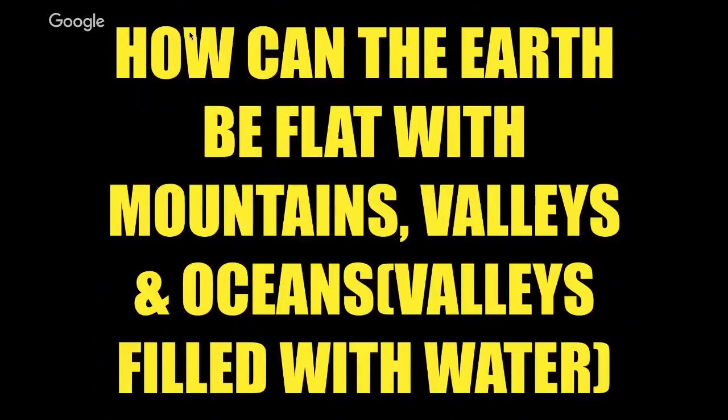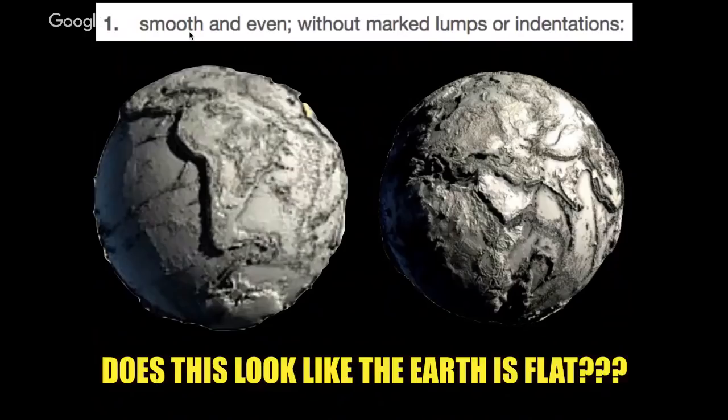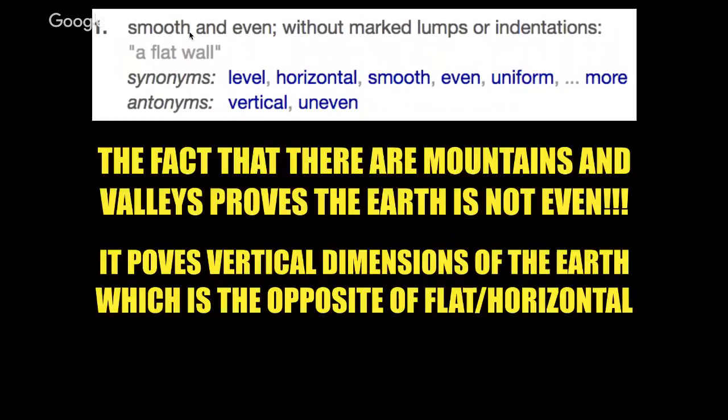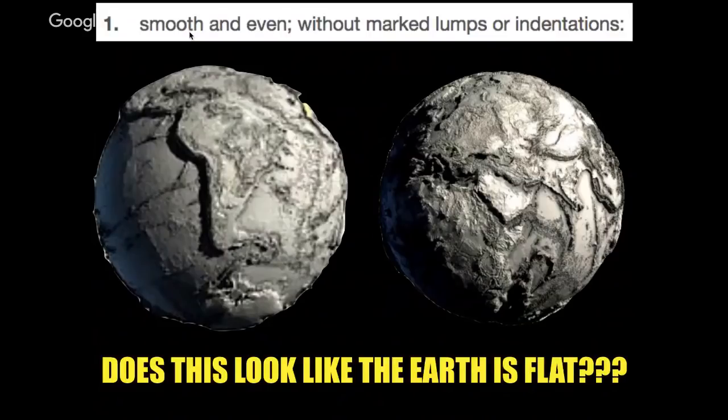How can the earth be flat with mountains, valleys, and oceans, valleys filled with water? Okay, this is good. Here we go. You're looking at the earth without the water on it. Does it look like it's smooth? Does it look like it's even? Does it look like it's without marked lumps or indentations? It's not flat. So the earth is not flat. We need to kill that. It's not flat.